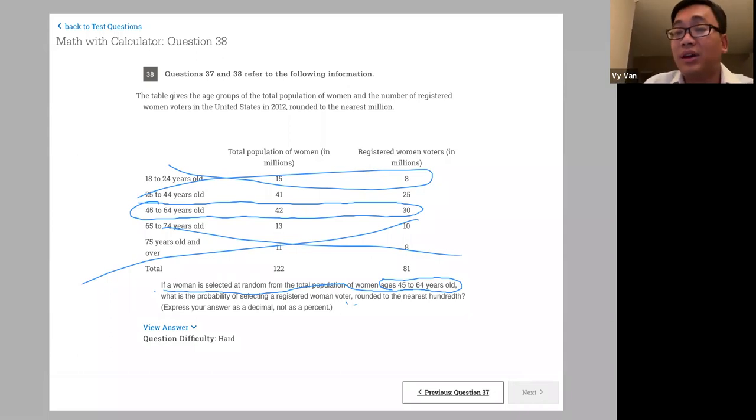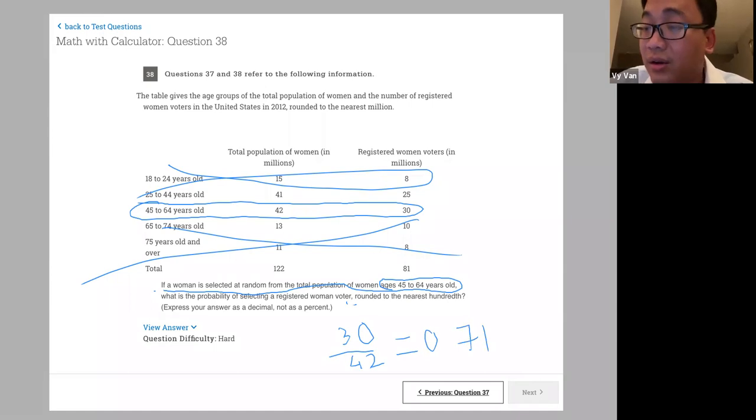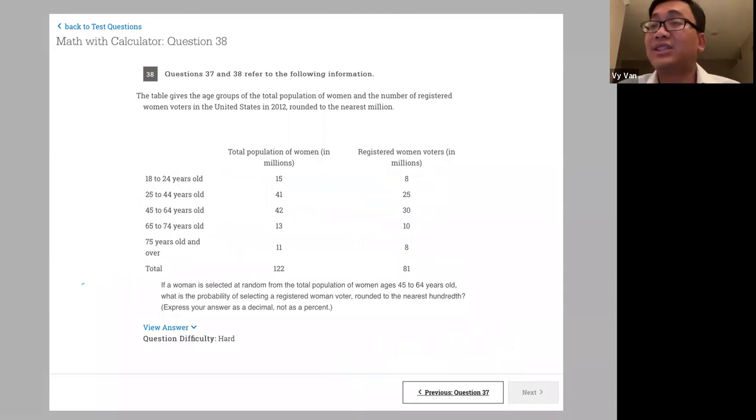Okay, so all you do is, registered is 30 over 42. So they want a decimal, not a percent anymore. So 30 divided by 42 and round it to the nearest hundredth. So this one is 0.714. So we're going to round it to the nearest hundredth, which is 0.71. And that's what they want. That's the answer. Okay, so that's the end of this section.